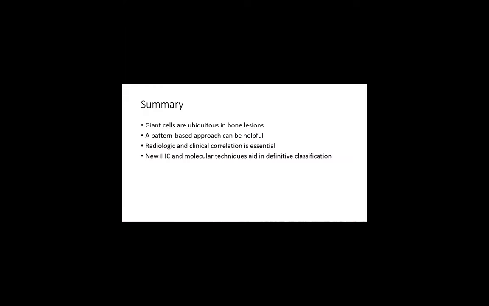So just to summarize, like we've mentioned, giant cells are really ubiquitous in bone lesions. They can be seen in basically any bone lesion, but the pattern of their distribution can be helpful in generating a differential. At the end of the day, radiologic correlation and correlation with clinical findings like lab values can really be essential.